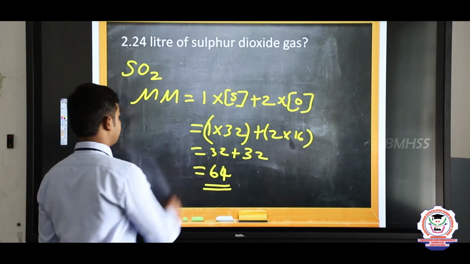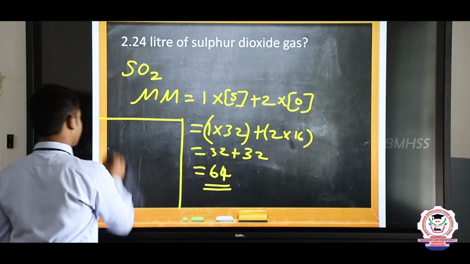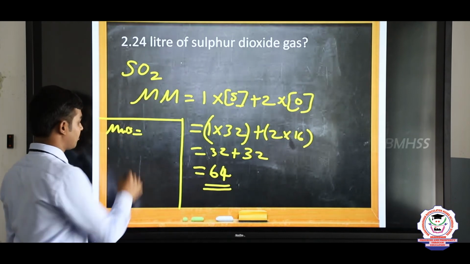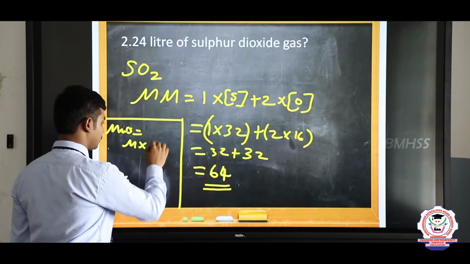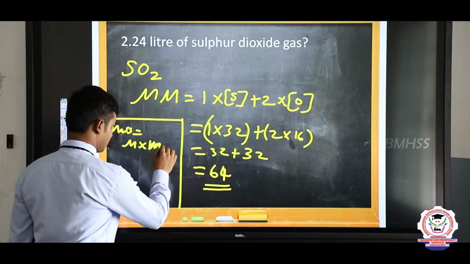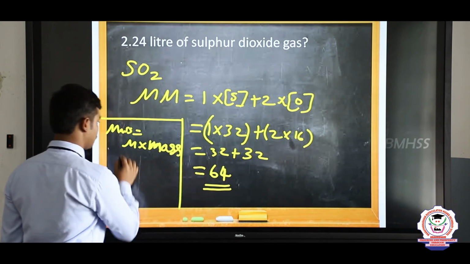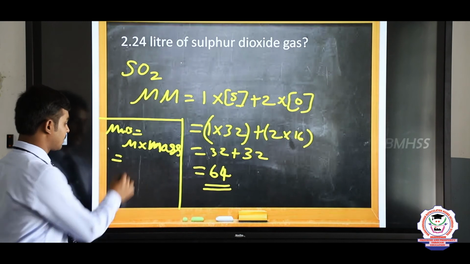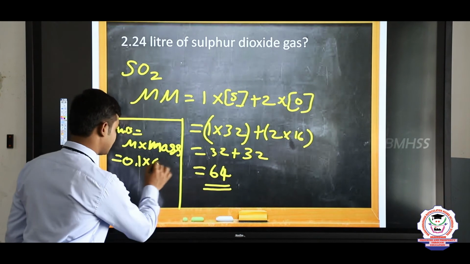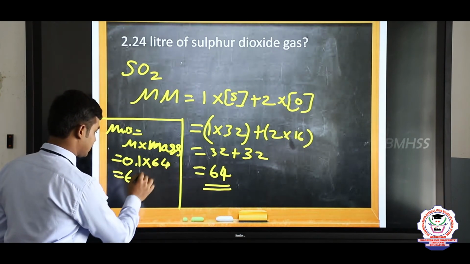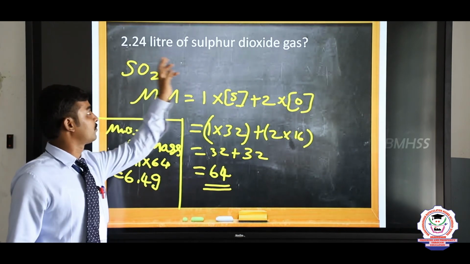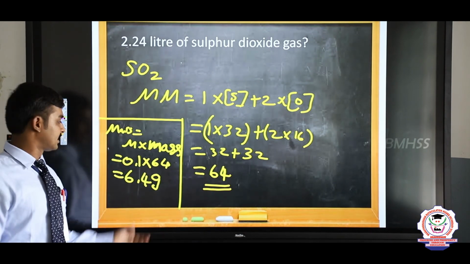So, we can find finally the total mass of the given substance by multiplying the mole by the mass. The mole is already calculated as 0.1 and the molar mass of sulfur dioxide gas is 64. So, the answer is 6.4 gram of mass present in the 2.24 liter sulfur dioxide gas. So, this is the answer.